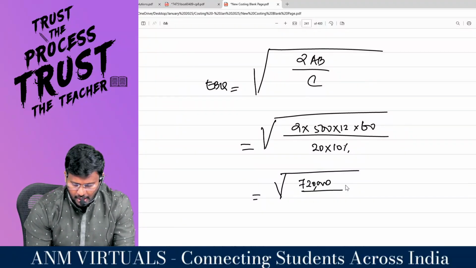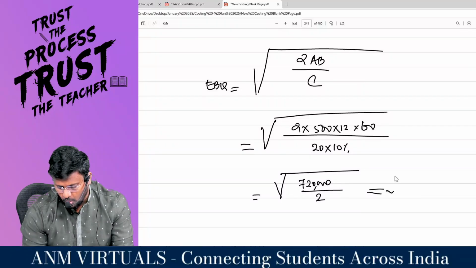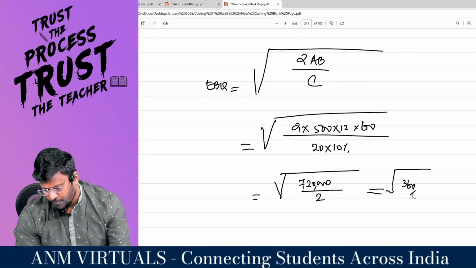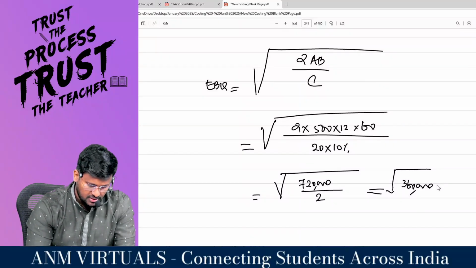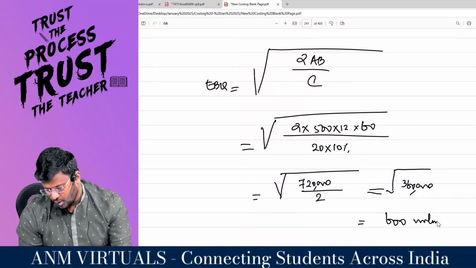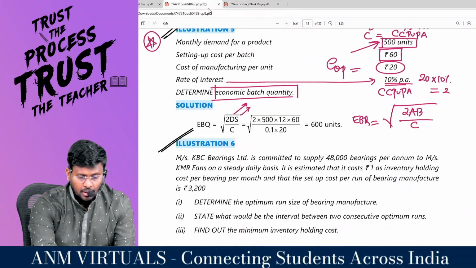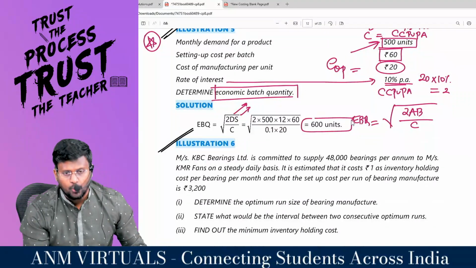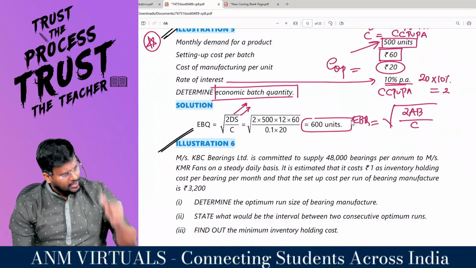7,20,000 divided by 2 comes to 3,60,000. Sir, what is the root of 3,60,000? 600 units. How many units? So it is better to produce in one batch 600 units.